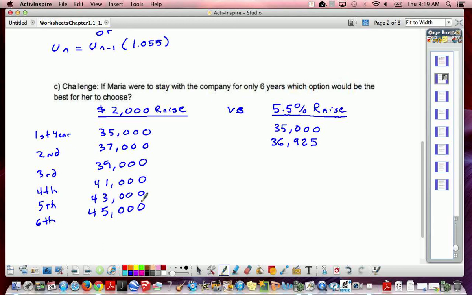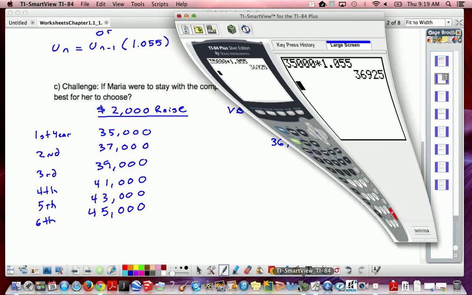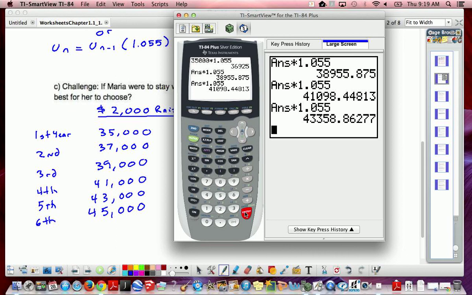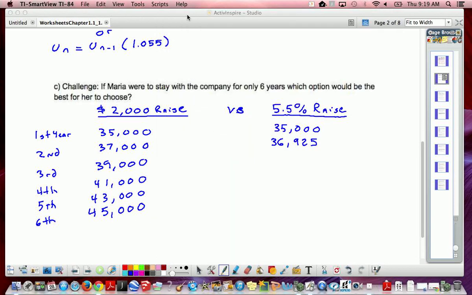I'm going to do the same thing now here for the 5.5% raises, but I'm going to use my calculator. So I have the second year, times it by 1.055. I get my third, my fourth, my fifth. I'm going to note those and write those down, and my sixth. So I'm writing these all down as I do them. I don't want to do them all, but go slowly and write them down one at a time. So, just to let you know, for the third year, she got $38,955.